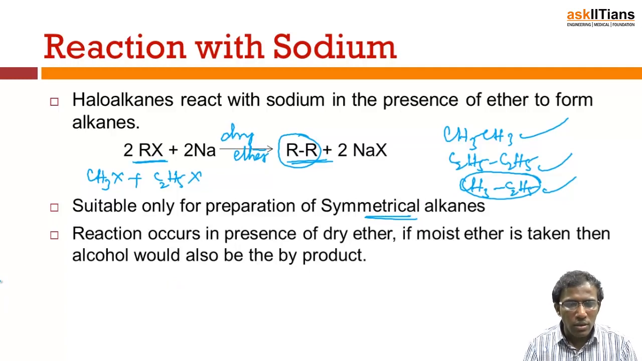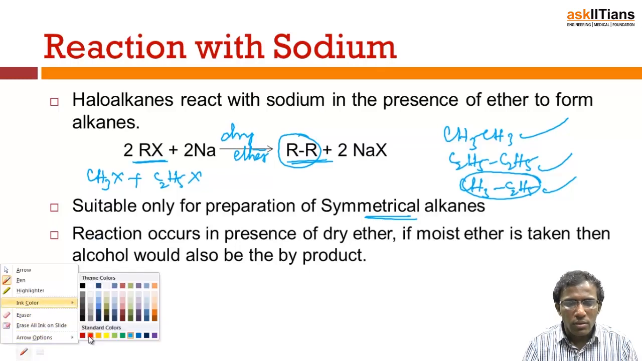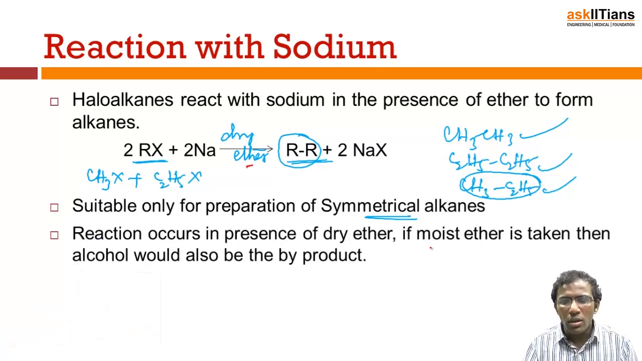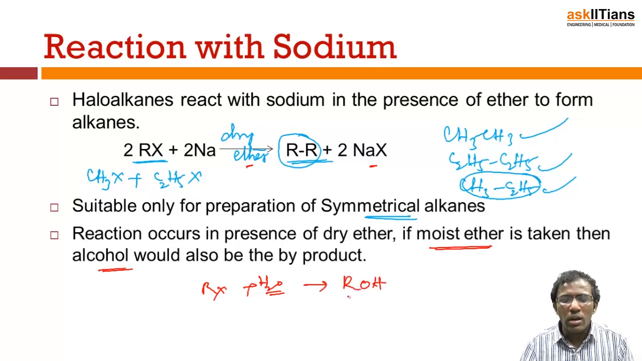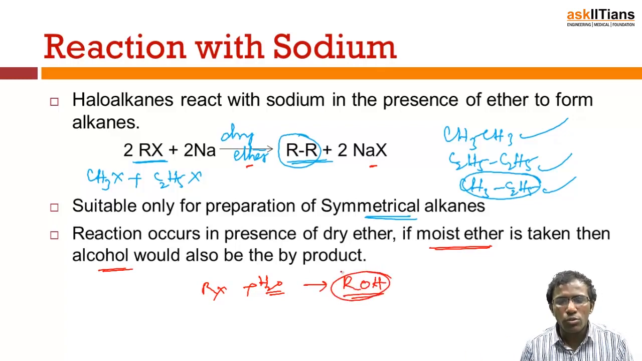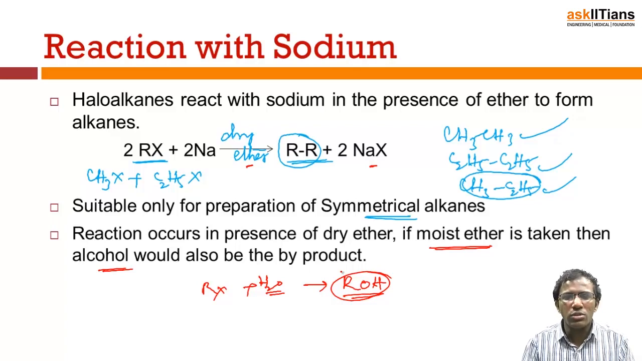And one more important point about this reaction is, here I am taking dry ether, right? But if I take moist ether, then alcohol would also be a byproduct. Here I am not getting any alcohol, but if I take moist ether, which contains water vapor H2O, then this will react with the alkyl halide and produce alcohol. So alcohol is also obtained as one of the byproducts along with the sodium halide, right? So this is the important thing about the Wood reaction. This reaction is known as Wood reaction.